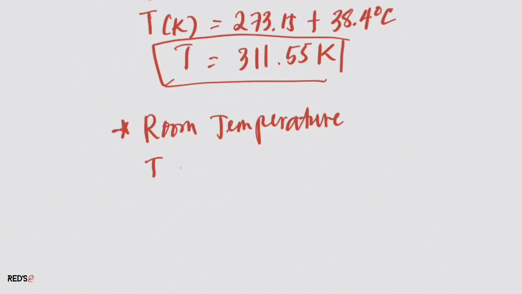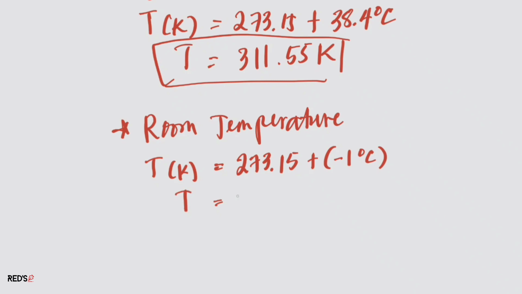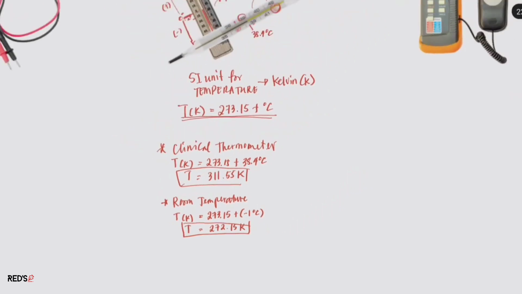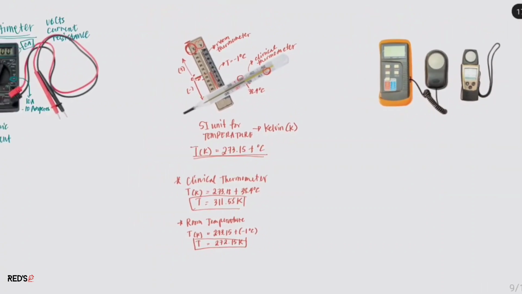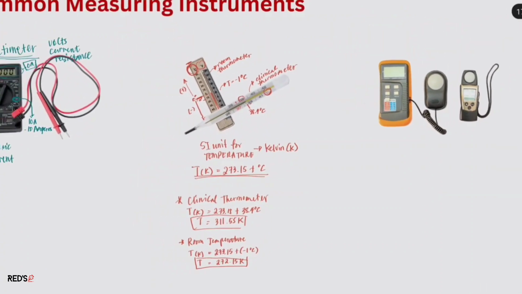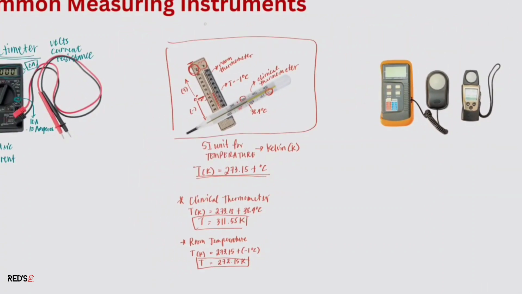So computing the temperature in Kelvin, that's 273.15 plus -1 degrees Celsius, that will give us a temperature equal to 272.15 Kelvin. Okay? That's easy, right? So again, these devices measure temperature.